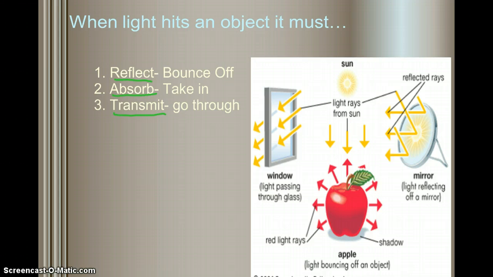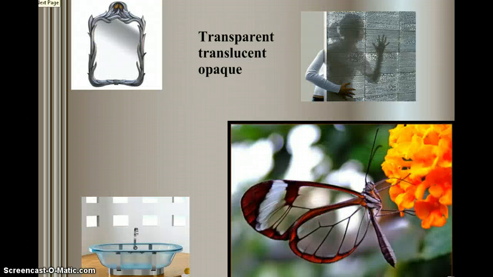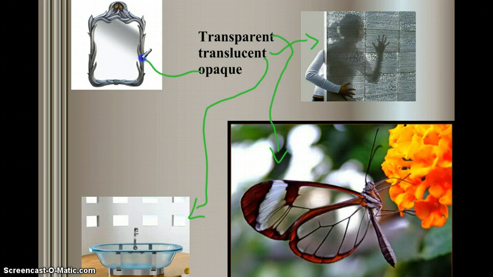So let's review some of those words. Transparent, you can see through it. Light goes through it clearly. Translucent, light gets scattered and it doesn't go through as easily. Opaque can be something that's shiny or something that's not, but light does not go through that object at all. So transparent, translucent, and opaque, those were words from the last goal.